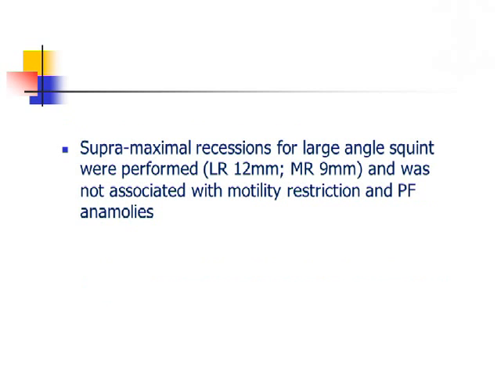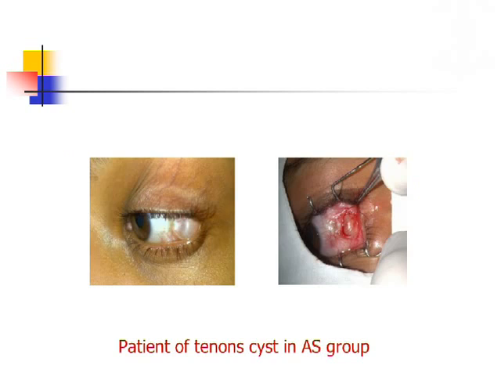There was also one observation that supramaximal recession for large angle squint was performed, and it was not associated with motility restriction and palpebral fissure anomalies. This is the photograph showing a patient with a tenon cyst which underwent excision of the cyst.